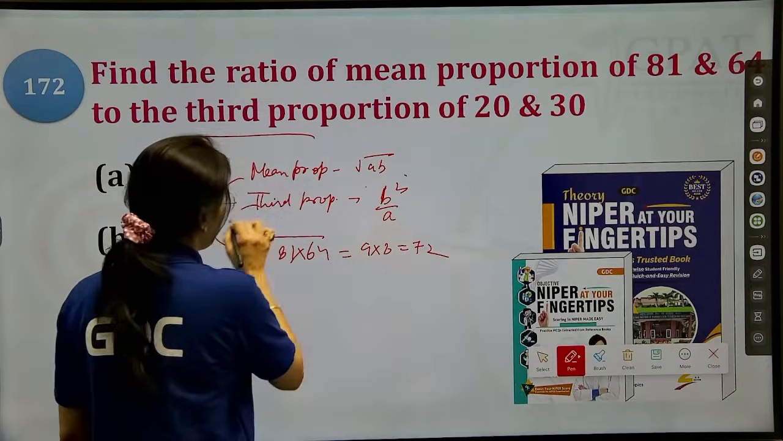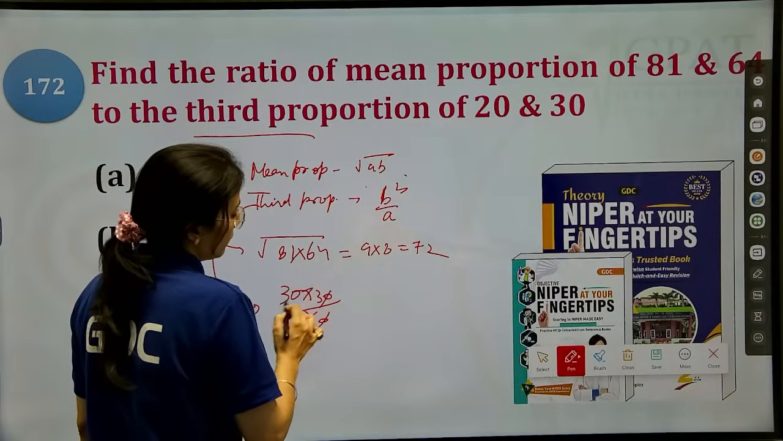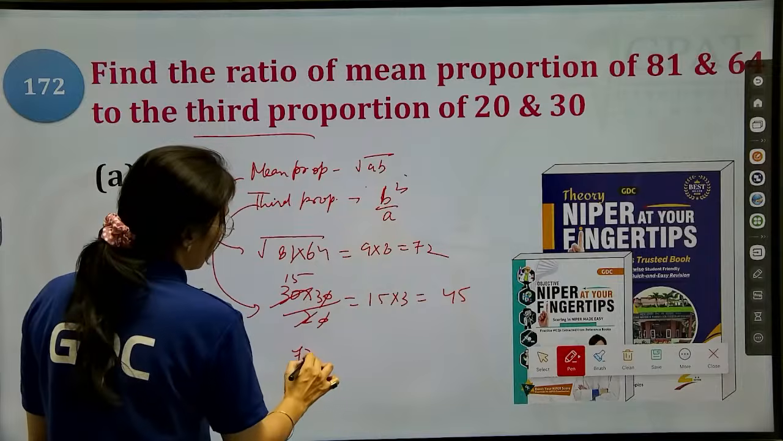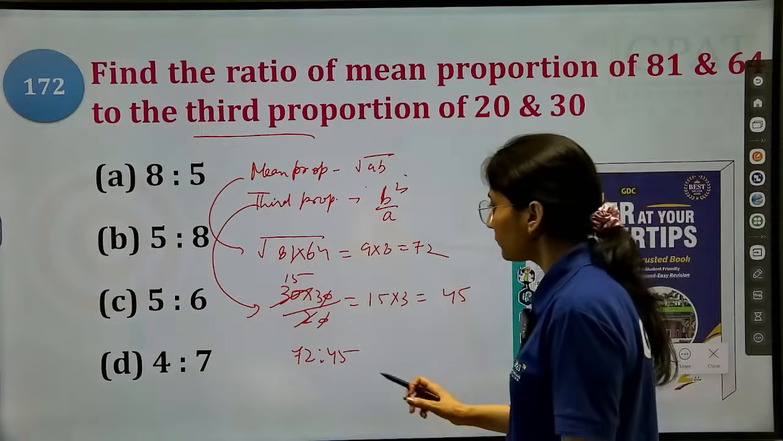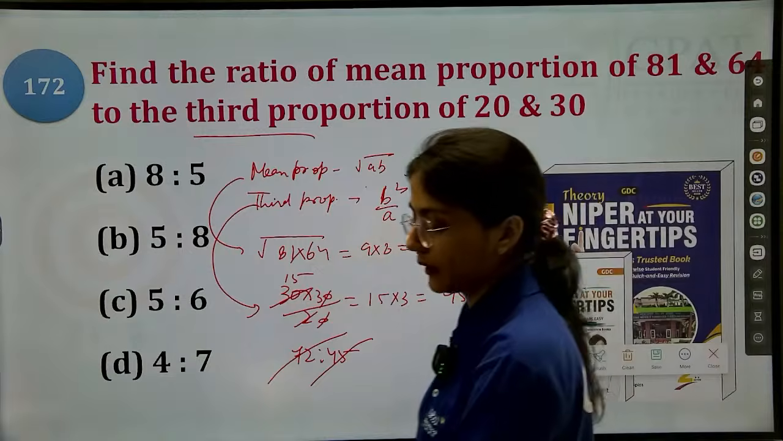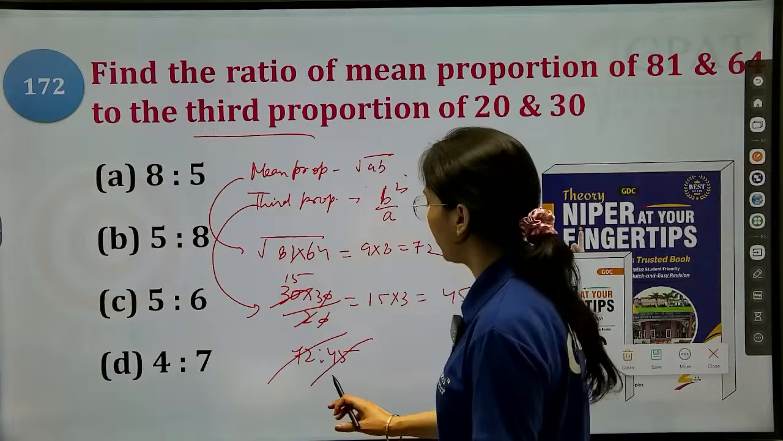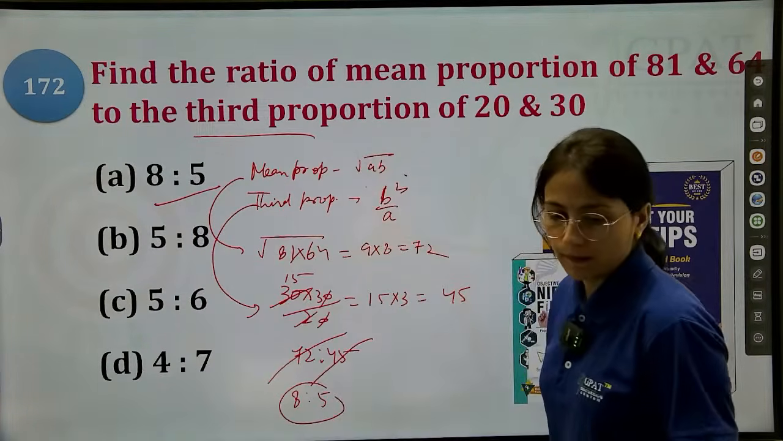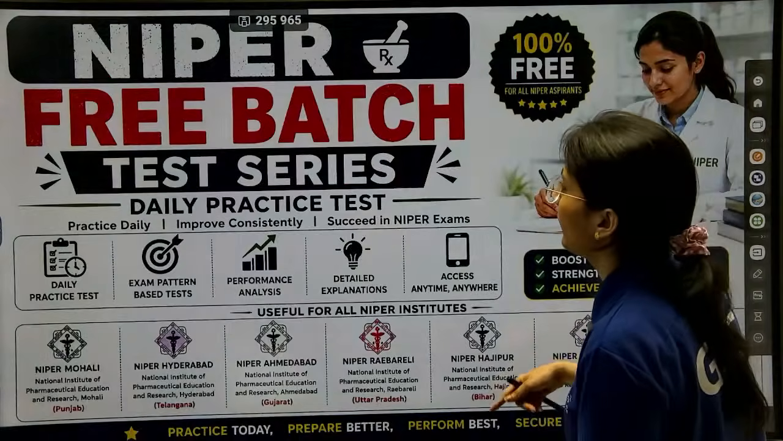72. And for the third proportion, that is 30 multiplied by 30 upon 20, that is 15 multiplied by 3, that is 45. So if you find the ratio, that is 72 ratio 45. When we divide by 9, we will get our answer, that is 8 ratio 5. 8 9s are 72 and 8 5s are 45, that is 8 ratio 5. Option number A is correct.